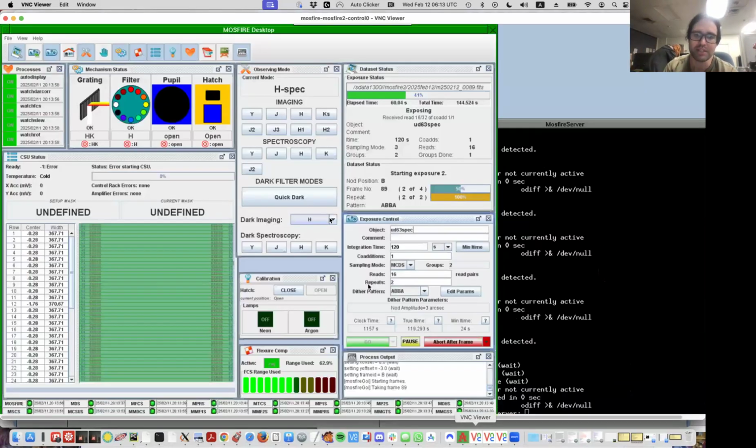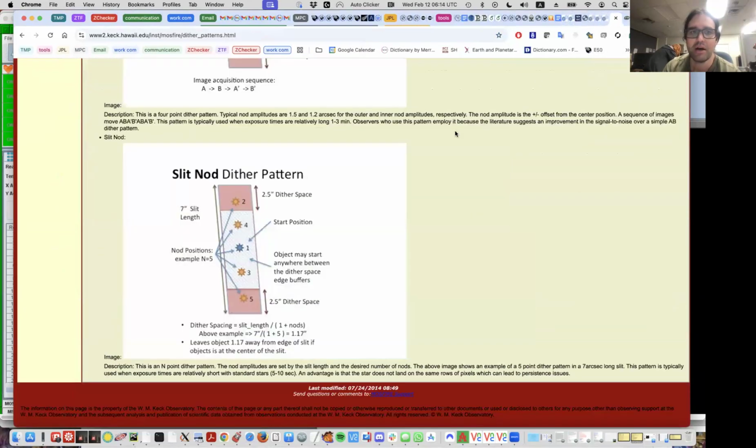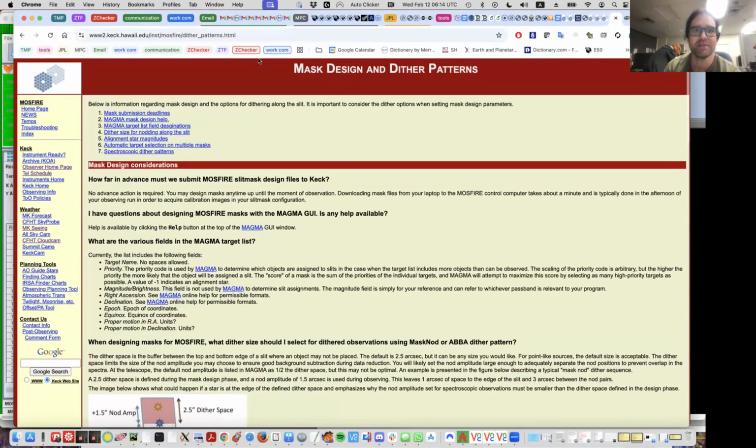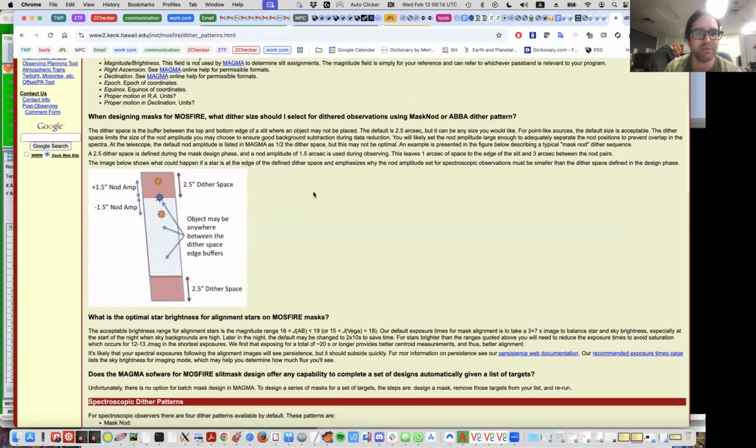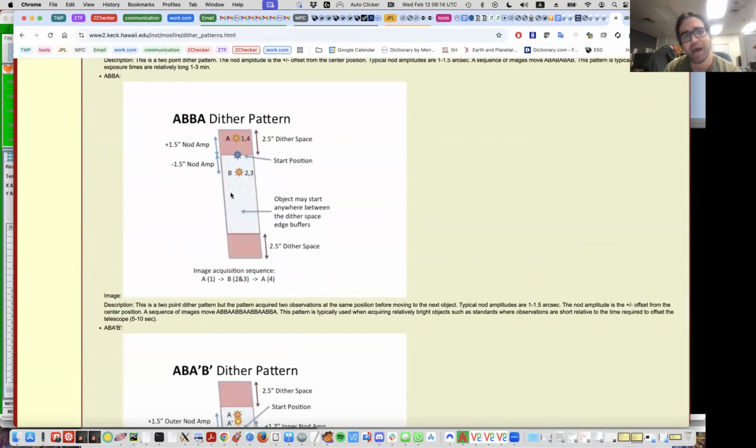And I'll show what the setup is. So this is the current setup. We're still taking data, right? So we're on the second exposure of the second repeat. Okay, yeah, very good. Three quarters of the way through. So we use a pattern called ABBA. It's a dither pattern. Let's see. I think I have the dither website open. So this is the breakdown of all the dithers. This is the MAGMA design and dither patterns website for MOSFIRE. So this is the ABBA dither pattern.